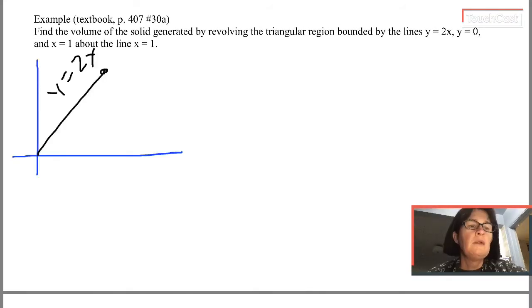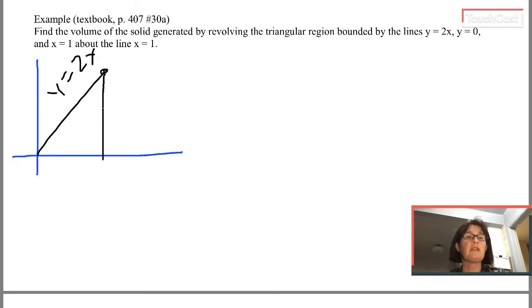All right, so I have a graph. I'm going to bound this area by y equals 2x. It's a line with slope 2, contains the origin. The vertical line, x equals 1. The horizontal line, y equals 0, well, that's the x-axis. I'm going to revolve that around the vertical line, x equals 1.